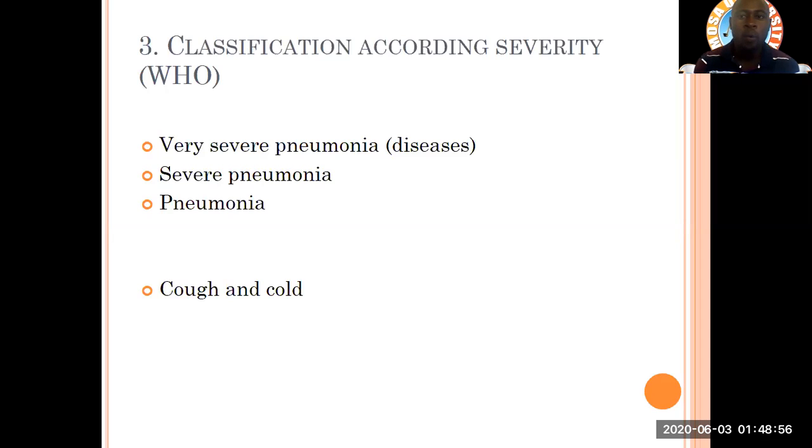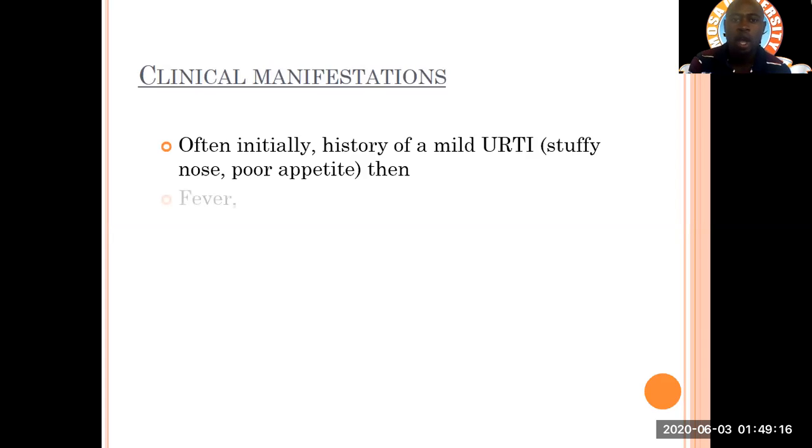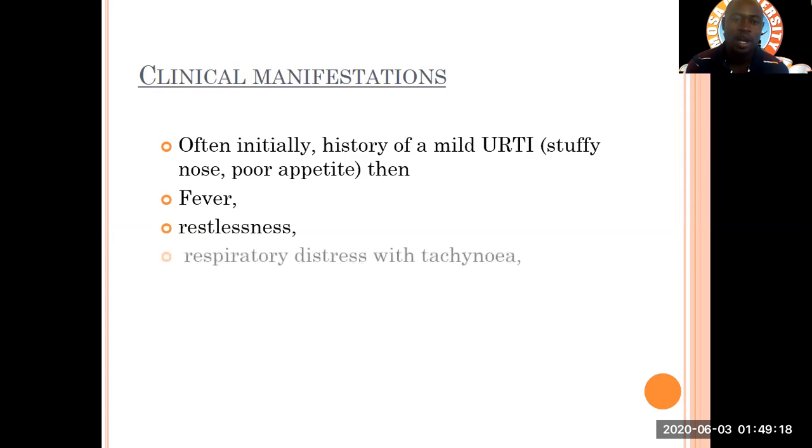The WHO guidelines that we follow in Zambia have classified pneumonia according to severity. It can be very severe pneumonia, severe pneumonia, or it can be just a cough and a cold. But it is important to understand the clinical manifestations of how these patients will present, before even doing an investigation, something that will give you a differential diagnosis.